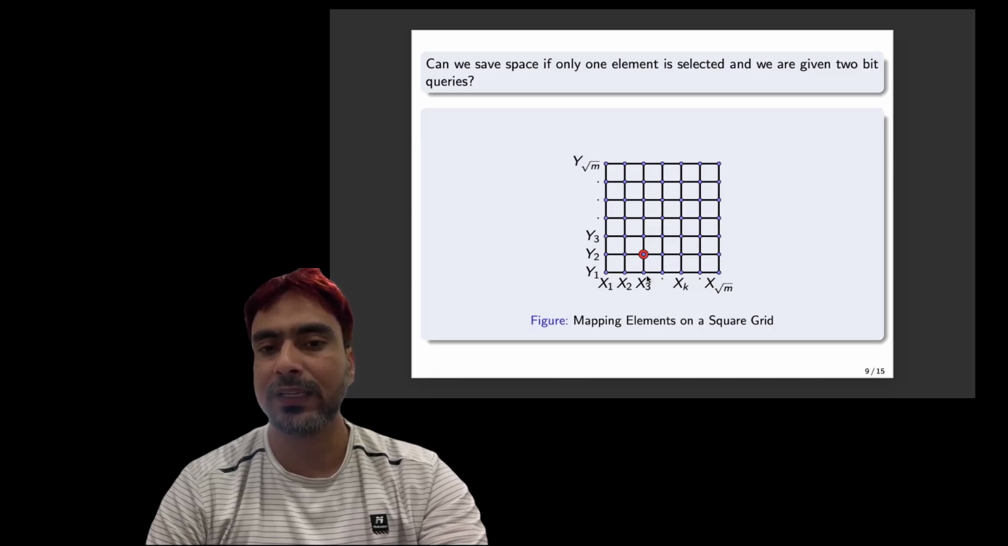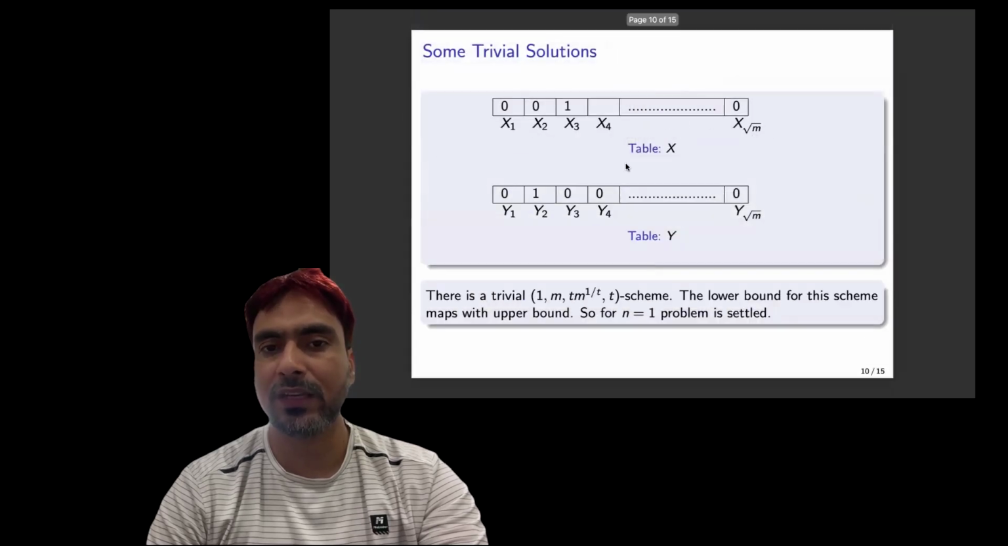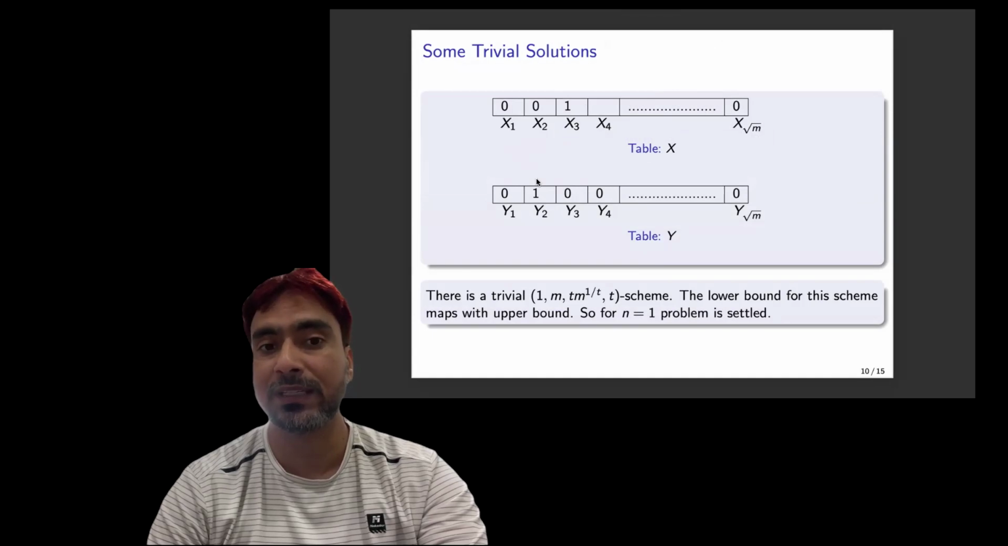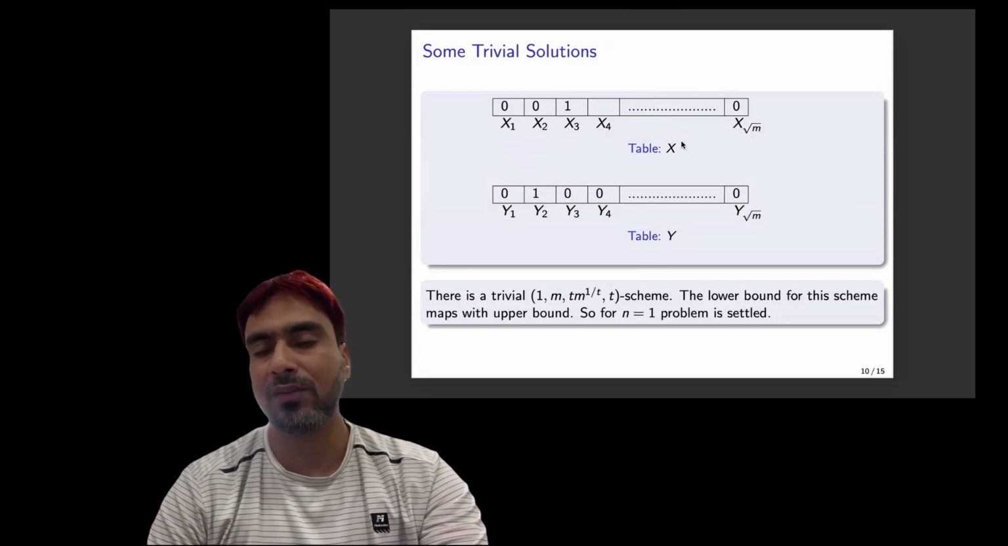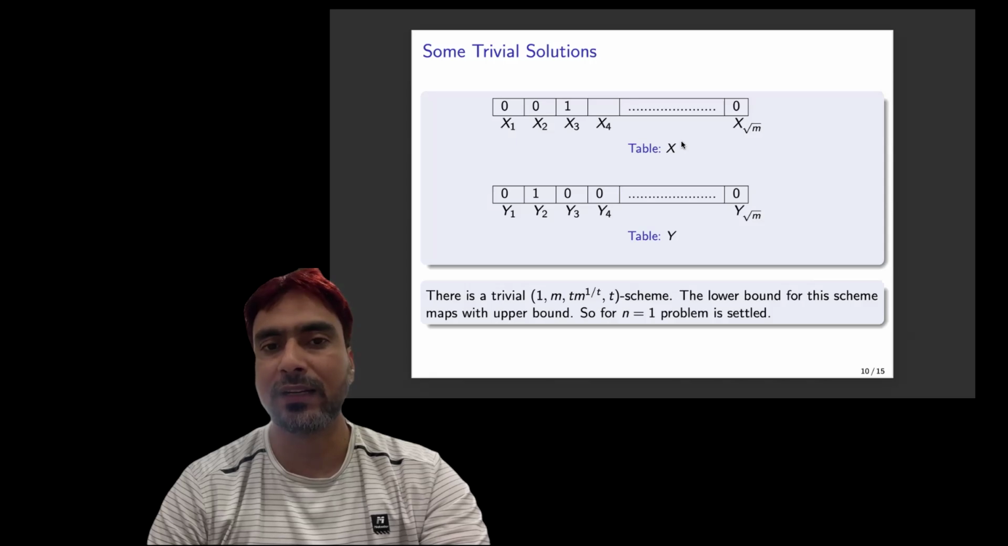And what we will do is that for the element given to be stored, we will set x3 equal to 1 and y2 equal to 1, and everything else we will set to 0. So if a query is asked, given a query element, we go to the X type set and Y type set. If both are 1, we say that the element is present. Otherwise, we say that the element is not present. So here you can see that using root m queries, root m space or order root m space, we are able to answer any queries from the universe correctly.